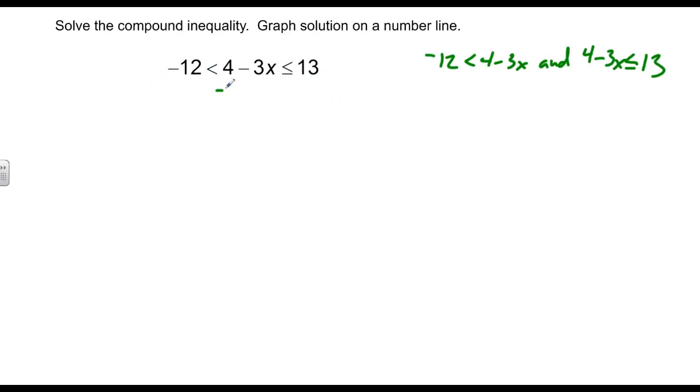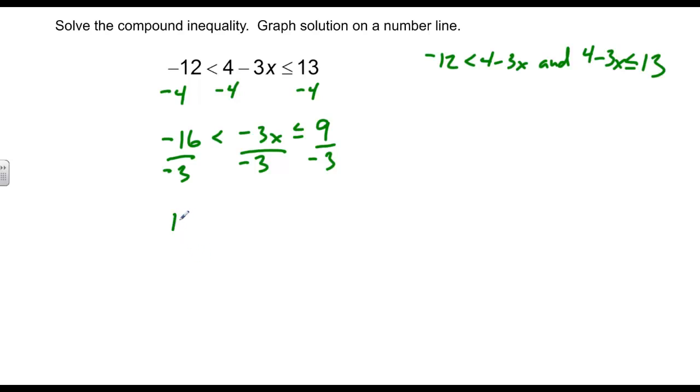So in this case, I'll subtract 4 to two sides of an inequality. And in that case, I get negative 16 is less than negative 3x, which is less than or equal to a total of 9. And then I'll divide by negative 3 to both sides of an inequality. But since I'm dividing everything by a negative, the inequality signs must be reversed.